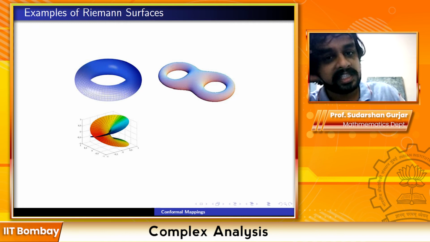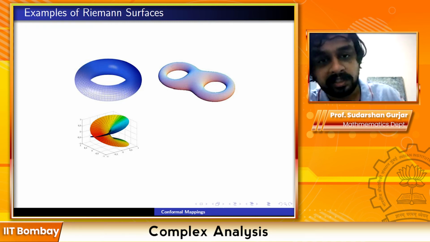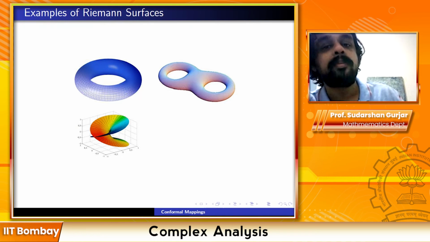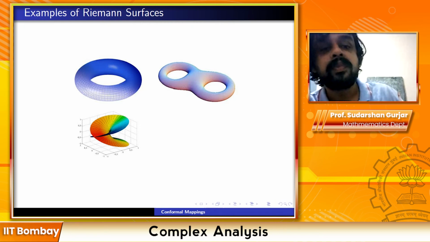The second example is what's called a two torus. What I can do is take two such tori, scoop out a disk from each of them, and then join them together. So that gives me what's called a two torus. The torus has one hole in the center, the two torus has two of them, and in general, I can consider the n torus in a similar way for any non-negative integer n. So these are examples of Riemann surfaces.